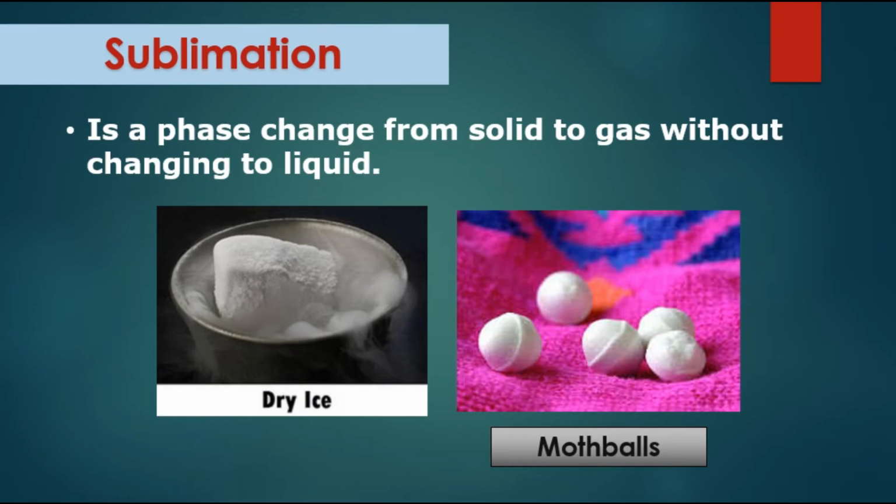So we have these two examples. We have dry ice and mothballs. Both are solids, but they release gas once exposed to the environment. Like dry ice, as you can see, the clouds forming or surrounding it are clouds of gases that come from the dry ice. Another example, class, are mothballs.